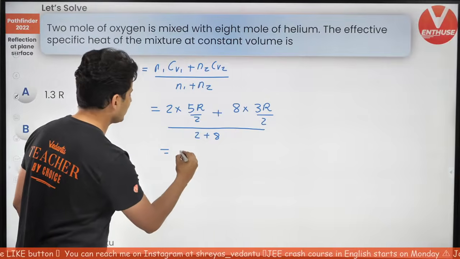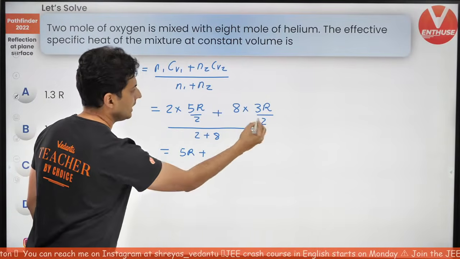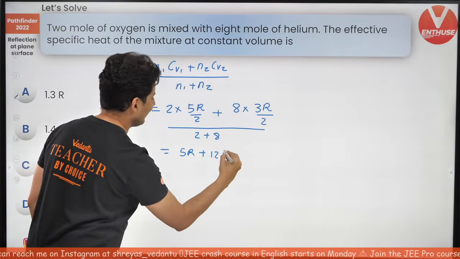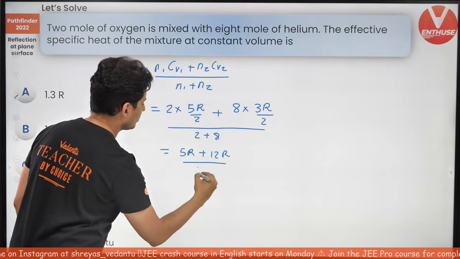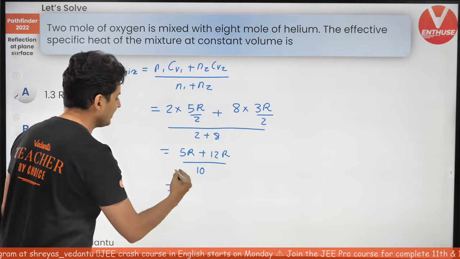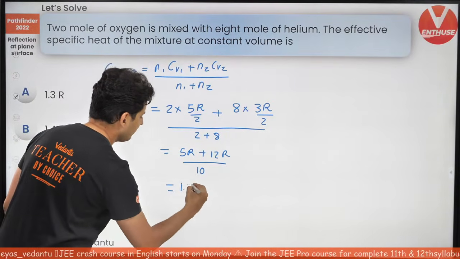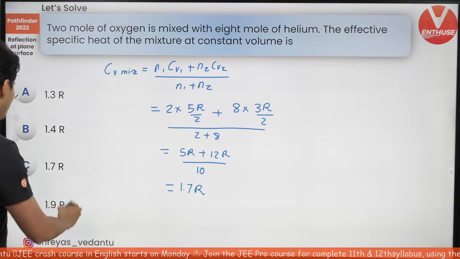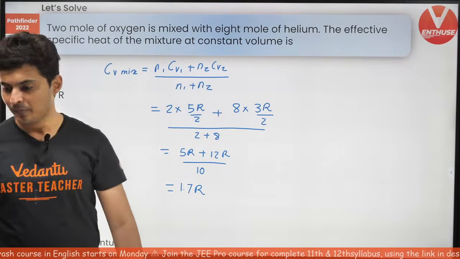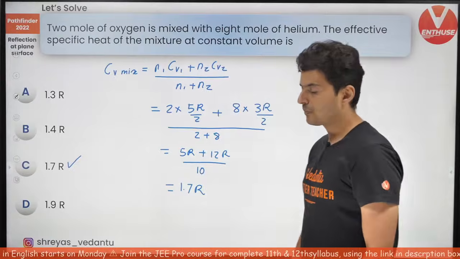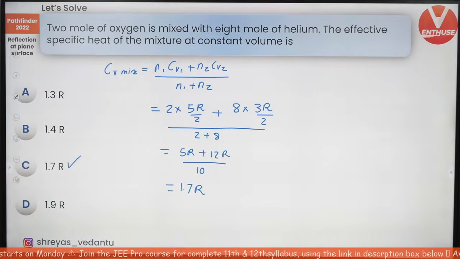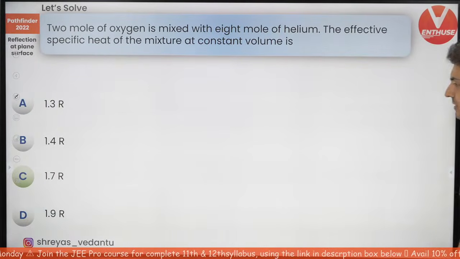So what are you going to get? 2 cancels, so you will just get 5R. And 8 and 2 cancel, so 4 3s are 12. 12R divided by 8 plus 2, that is 10. So 5 plus 12, that's 17. 17 by 10 is 1.7R. So that should be option C, I believe. Yep, that's true. 1.7R, that's correct. Yeah, that's the answer.